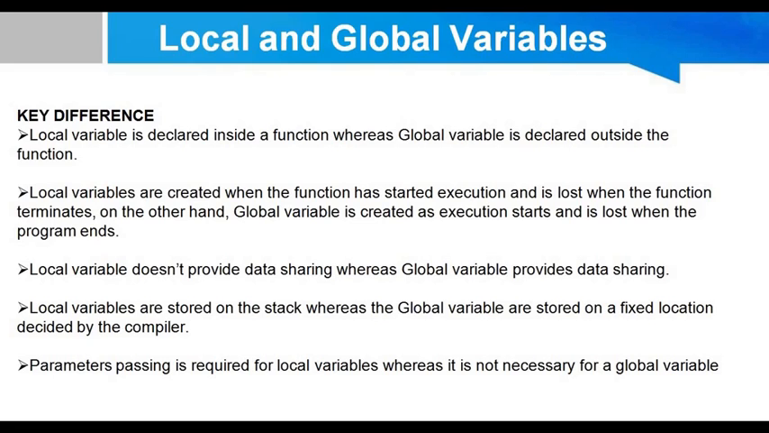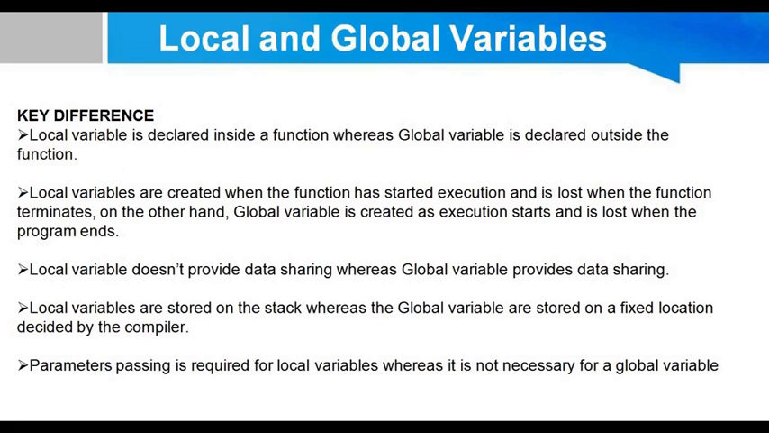I'll just explain some differences here. A local variable is declared inside a function, whereas a global variable is declared outside the function. That means a local variable is only accessible within the function, whereas a global variable can be accessed outside the function, or everywhere in the program.